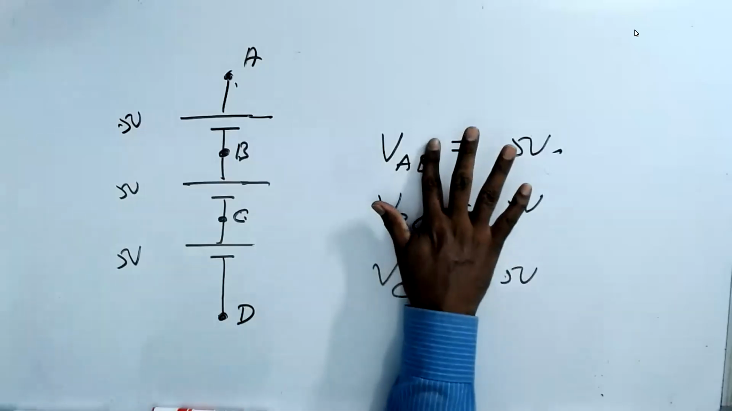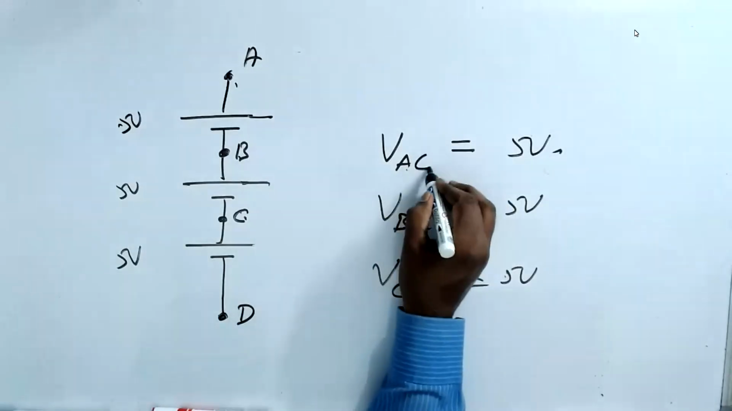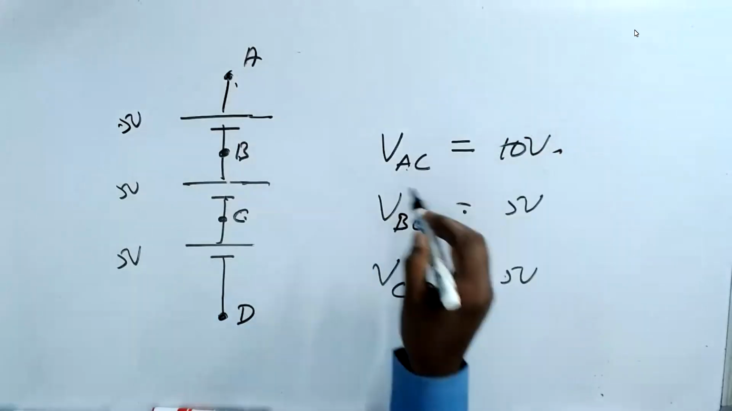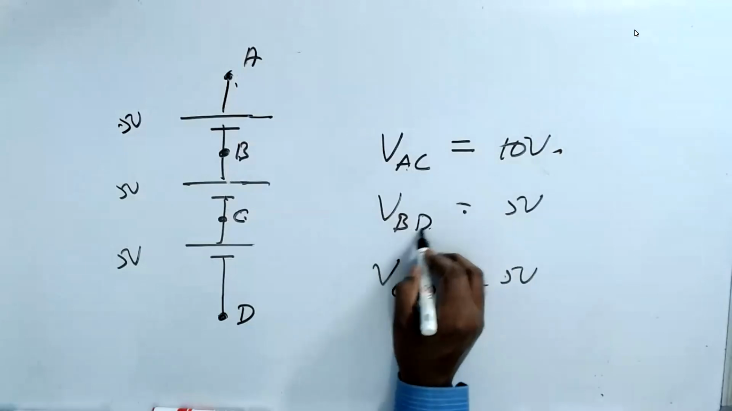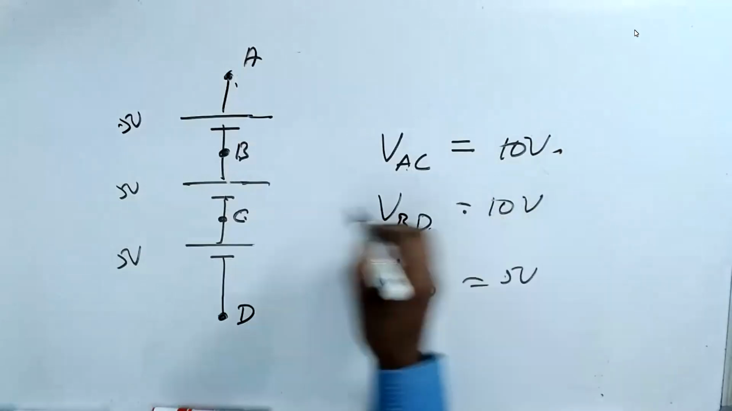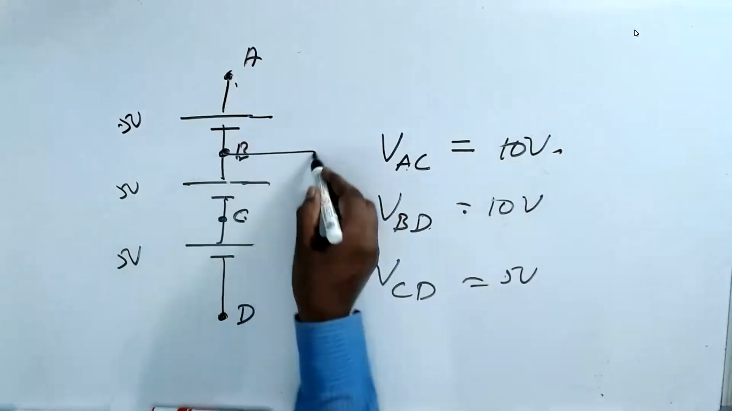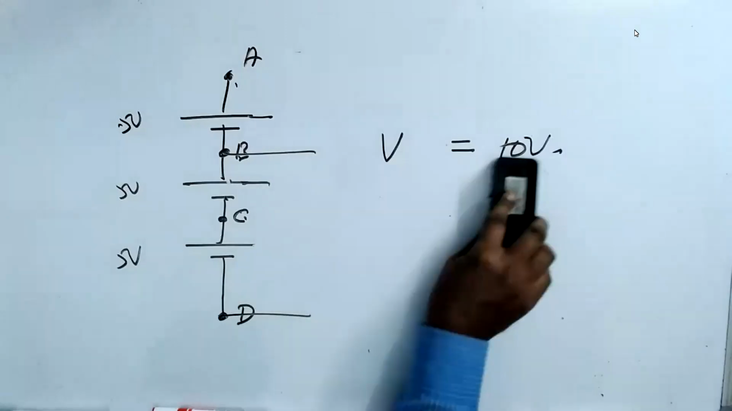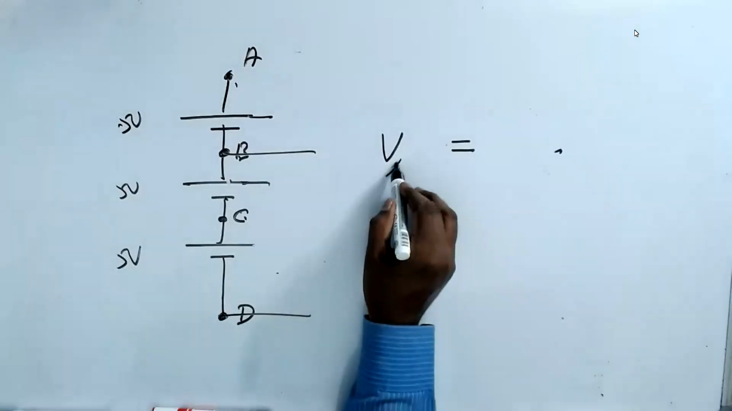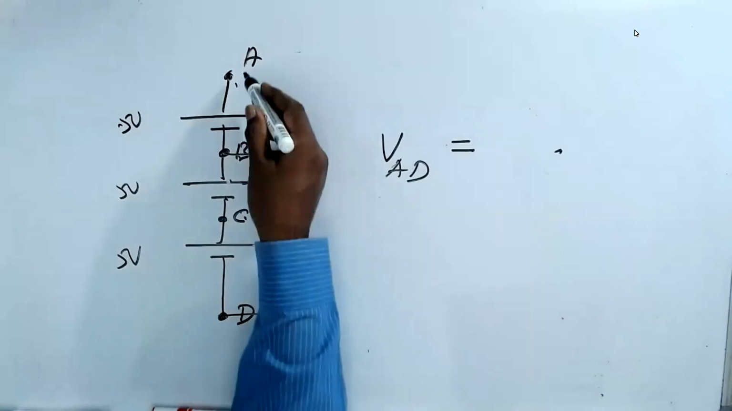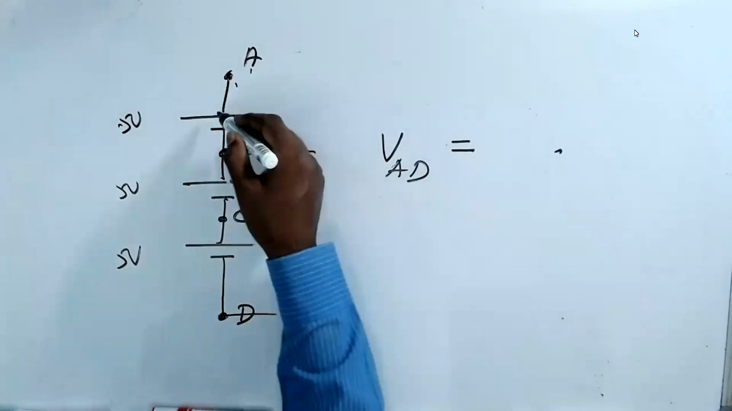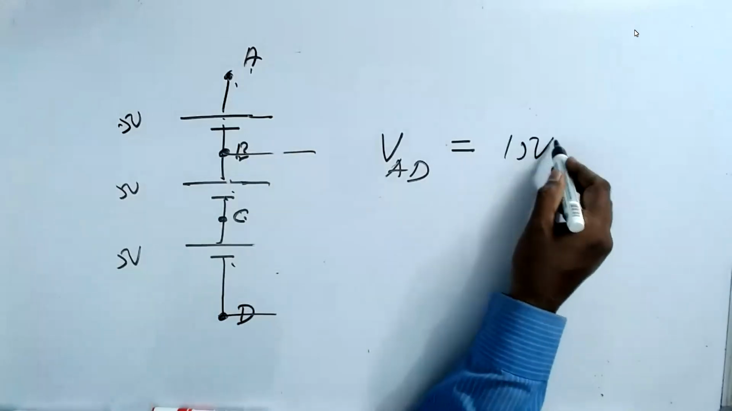If I ask you what is A and C, 2 batteries, so 5 plus 5, 10 volts. If I ask you what is BD, you can say it is 10 volts because between points B and D there are 2 voltages. Now, if I ask you what is A and D, then you will say 5 plus 5 plus 5 is 15 volts.